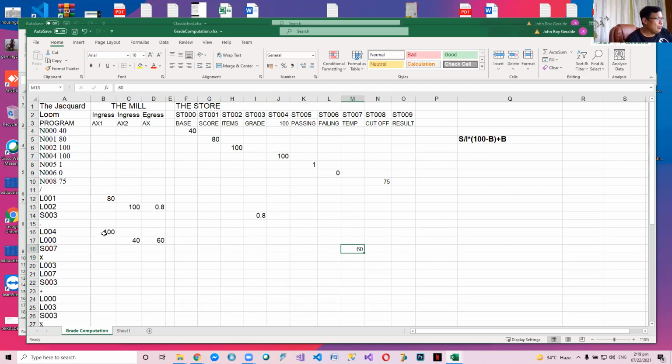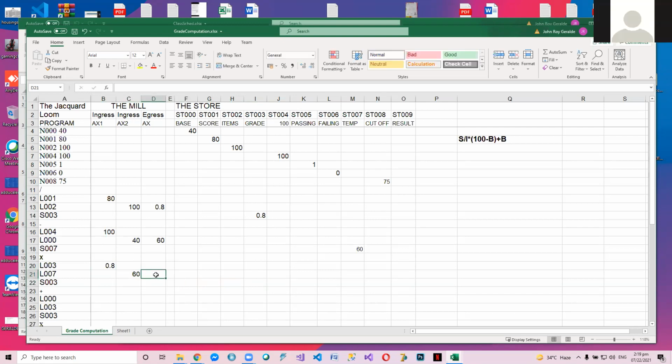Okay? What will we do with the 60? We are going to multiply 60 with 0.8. Do you follow? Okay, we're going to multiply 60 with 0.8. So we multiply L003, which is 0.8, and 60 is in ST07, which is our temporary variable.